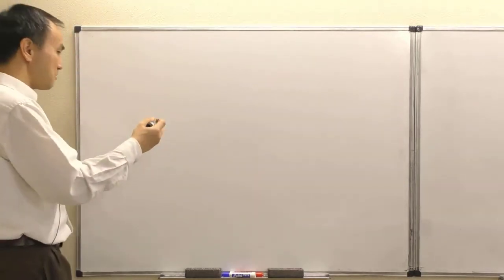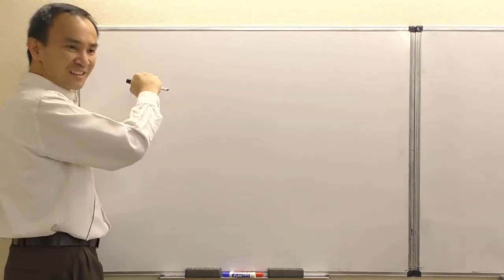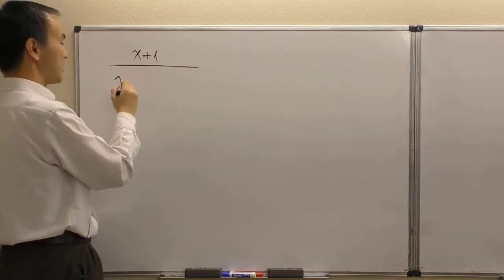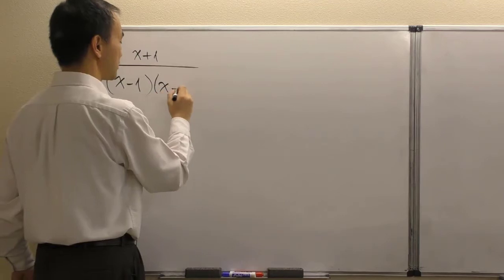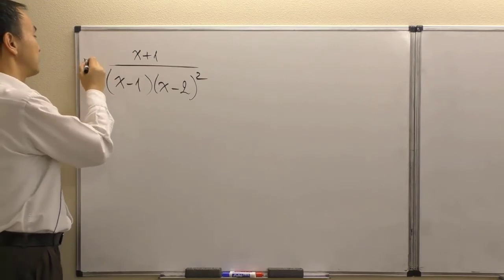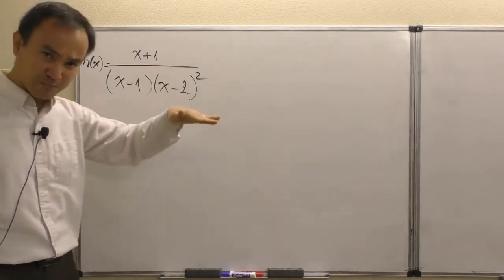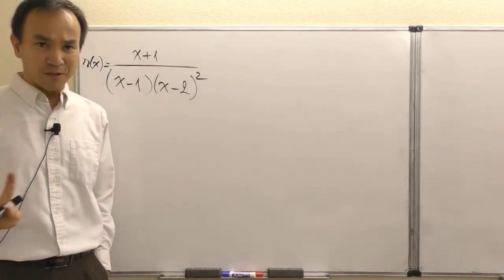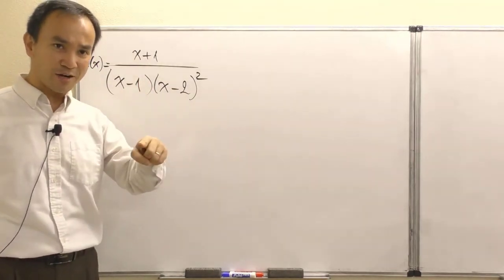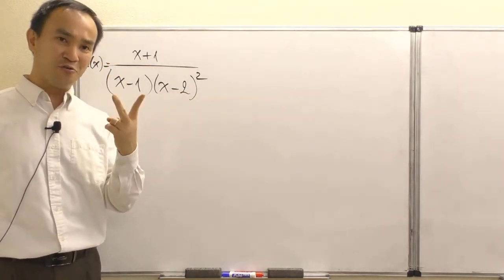Now let me come up with some rational function. The one I have here is x plus 1 over x minus 1 times x minus 2 all squared. For simplicity, let's call this rational function r of x. I purposely put the denominator in factor form, simply for a reason: later on, these two distinct linear factors in the denominator will make it easy for anyone viewing the video lesson to recognize that we will have two vertical asymptotes here.